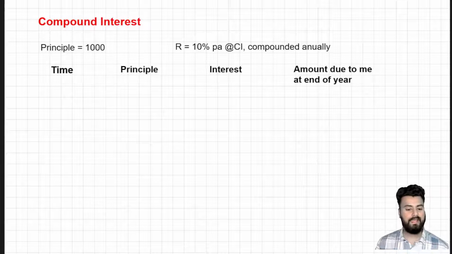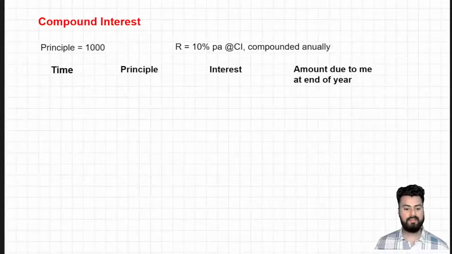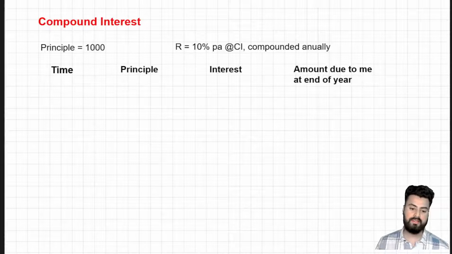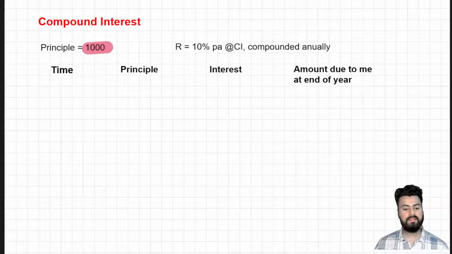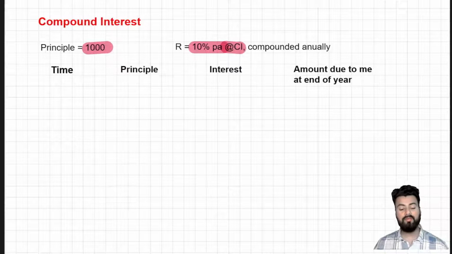Now, before I discuss the calculation of compound interest, I want you to understand that simple and compound interest are just ways of calculating interest. It's just that compound interest is a little different from simple interest, and that is what we are going to look at when I do the calculation using the data which you can see on your screen. So principal is 1000, rate is 10% per annum at compound interest. And here you will find a new term, compounded annually.